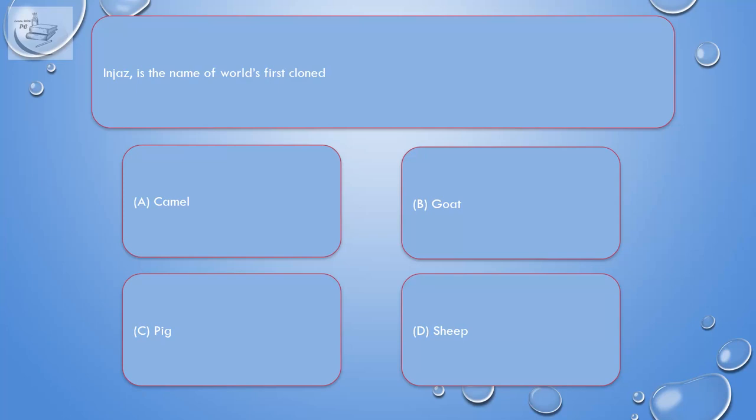Question: Jaws is the name of world's first cloned A. Camel. B. Goat. C. Pig. D. Sheep. Correct answer is A. Camel.